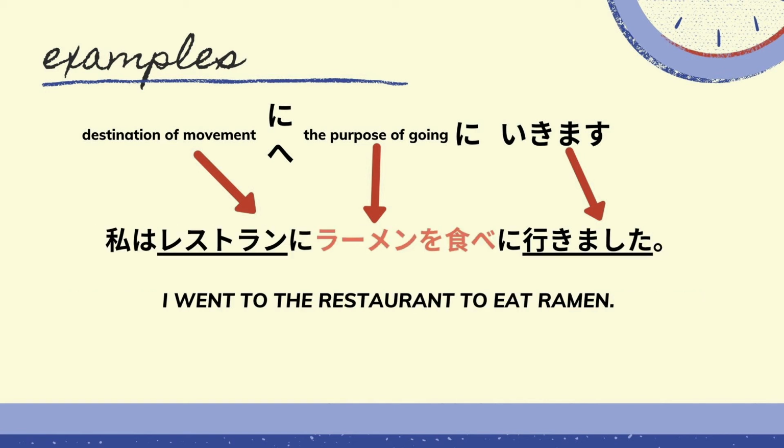Our next example here is, watashi wa restaurant ni ramen o tabe ni ikimashita. Our destination of movement here is the restaurant. Our purpose of going here is ramen o tabe and ikimashita. So, I went to the restaurant to eat ramen. Pumunta ako sa restaurant na yon para kumain ng ramen.